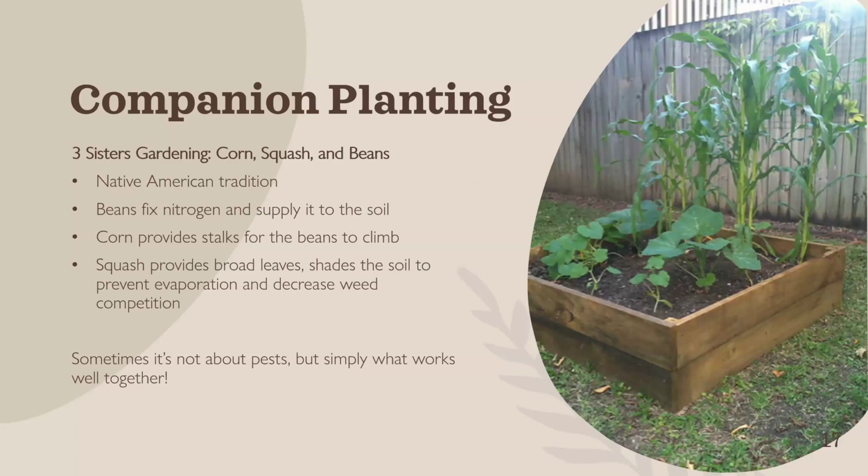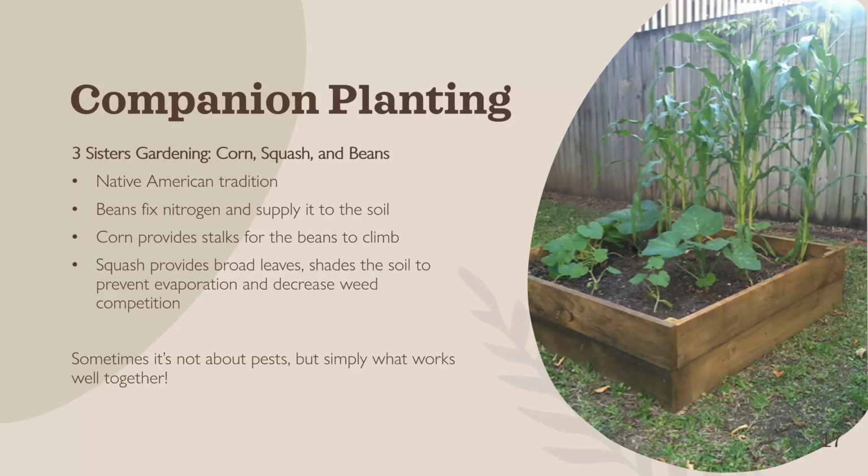So the beans are going to act by fixing nitrogen and supplying it to the soil. Those are always great to have growing around your garden. The corn growing up, once it has enough of a body, would provide a stalk for those beans to climb. So that's going to give those beans the trellising structure that they would naturally need.